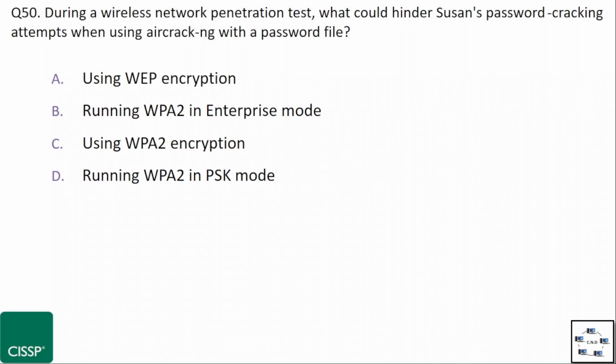Question number 50. During a wireless network penetration test, what could hinder Susan's password cracking attempts when using Aircrack-ng with a password file? And the options are option A, using WEP encryption. WEP is basically Wired Equivalent Privacy. It is a legacy and old Wi-Fi protection standard. Option B, running WPA2 in enterprise mode. Option C, using WPA2 encryption, and option D, running WPA2 in PSK mode. And the correct option is option B, running WPA2 in enterprise mode.